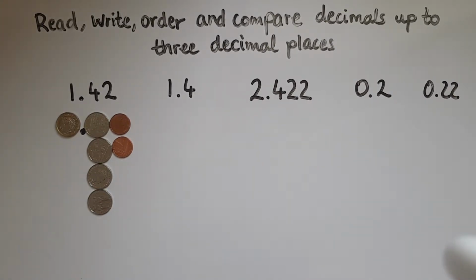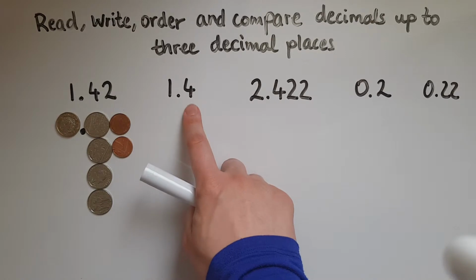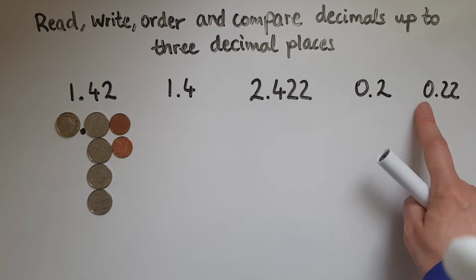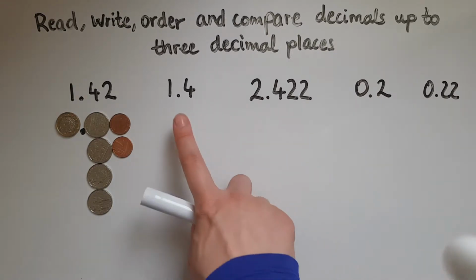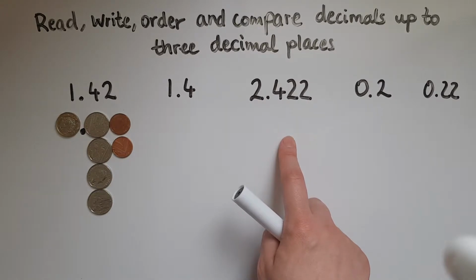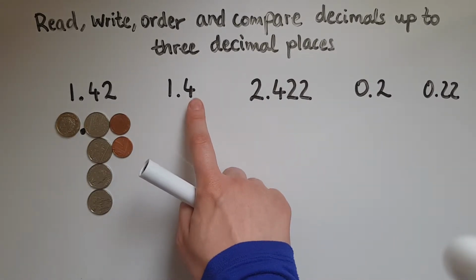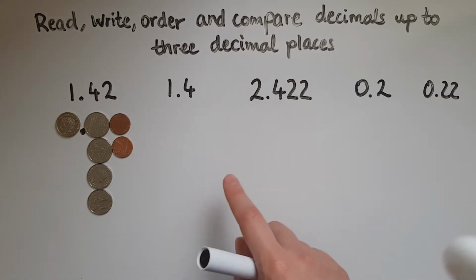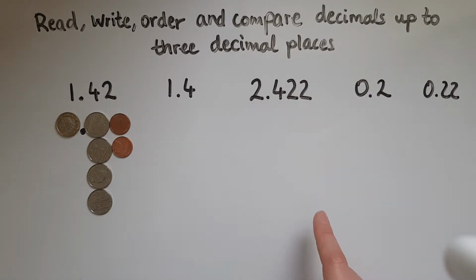So the way we read them is just like I read them. 1.42, we don't say one point forty-two. No, after the decimal point, we read the digits separately. So 1.42, 1.4, 2.422, 0.2, 0.22. And this is how we write them as well. So when I say 1 point 4, you write the 1.4. So the 4 would come after. Or 2.422. You just write the digits as they are read.